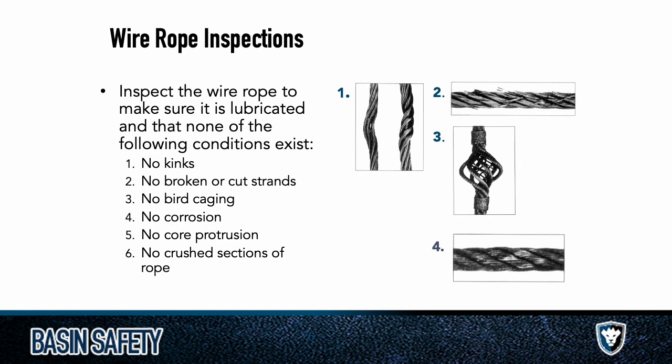So we can see all those. We see the kinking in number 1, we see the fraying in number 2, we see the bird caging in number 3, and we see the crushing in number 4. And even in black and white, right? You can see it very clearly that there's issues with these cables.